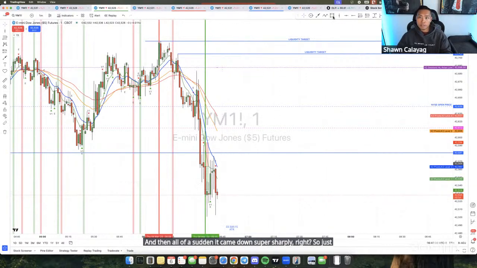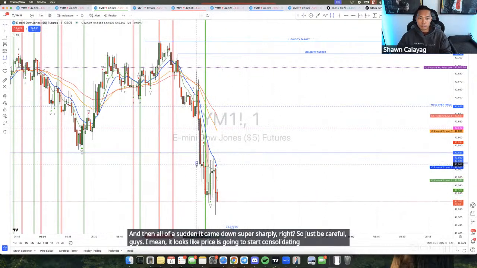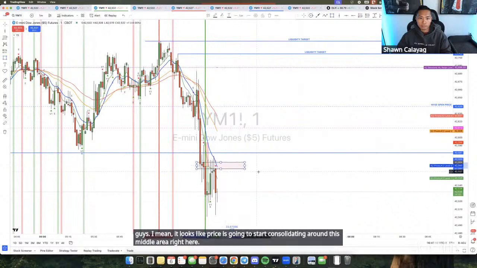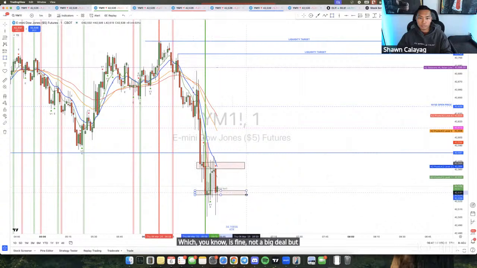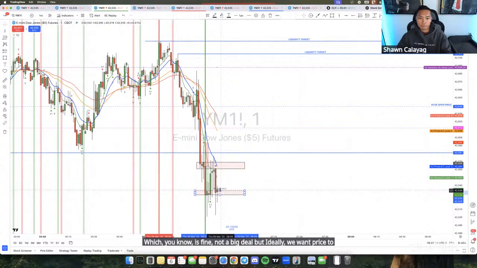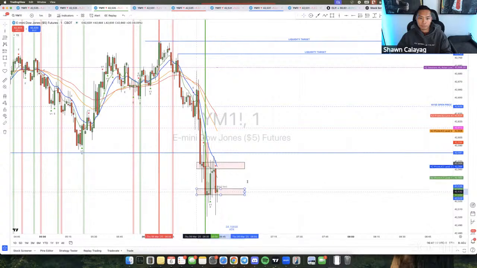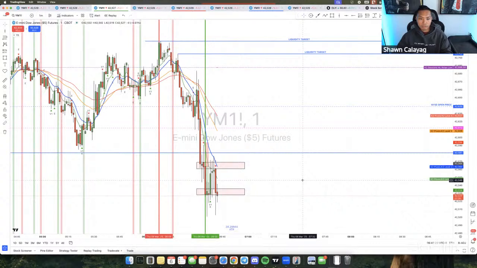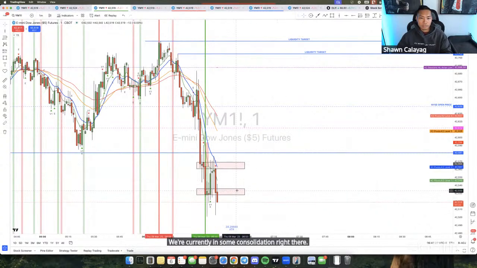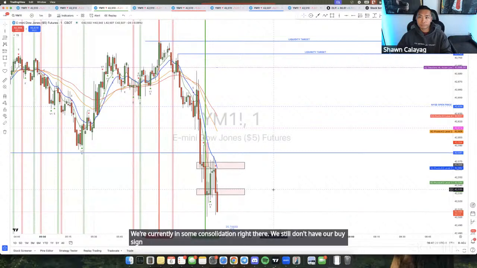It looks like price is going to start consolidating around this middle area right here, which is fine, not a big deal, but ideally we want price to push away from here. We're currently in some consolidation. We still don't have a buy signal, so I don't think there's going to be a setup for an NPS anytime soon. There's another engulfing candle right here.